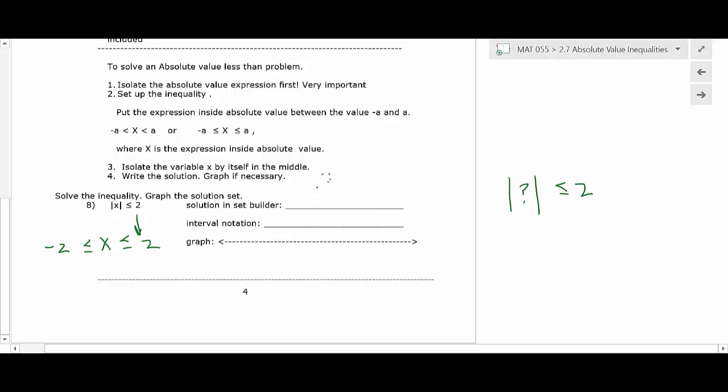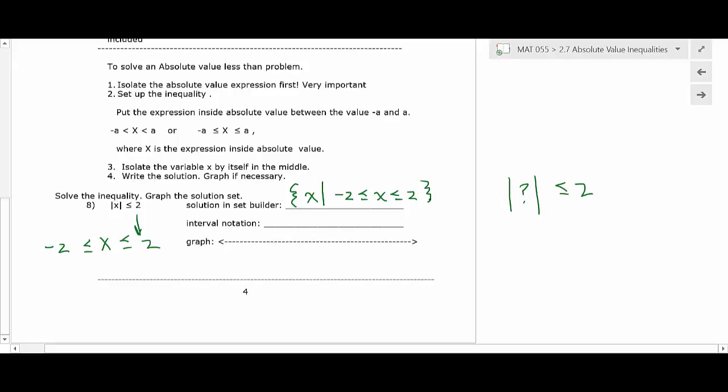So here's what you're going to learn how to do when you write in set builder notation. First thing you do is you put a set brace. Then whatever the variable is, you put an x. And then you put a bar. I'll explain what that means in just a minute. Then you just write down what I wrote down: -2 is less than or equal to x, less than 2, and then you close the brace like that. That's called set builder notation.